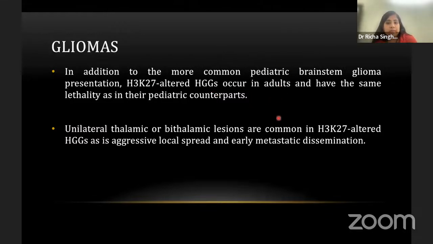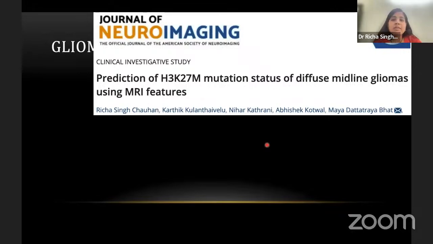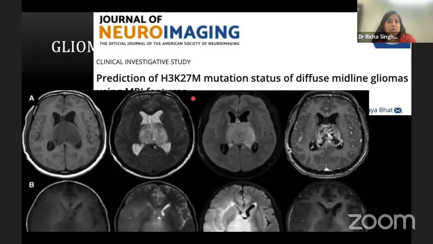Now, the H3K27M altered high-grade gliomas, as I told you, can be seen in the pediatric as well as adult age group, and the bithalamic lesions are common in this particular subgroup of tumors. Previously, as I told, there were not many papers for imaging differentiation of diffuse midline gliomas from the wild type gliomas. So we have published the longest series of 123 cases. It's the longest series in the world. It's from NIMHANS, and we have published both conventional MRI features and the advanced MRI features to differentiate between these two tumor groups, the H3K27M mutant from the wild type groups.